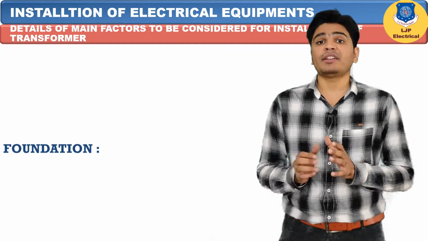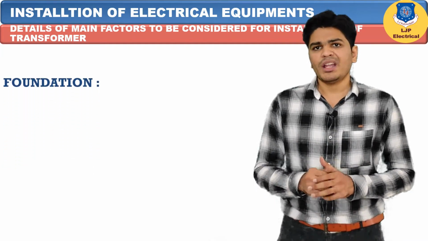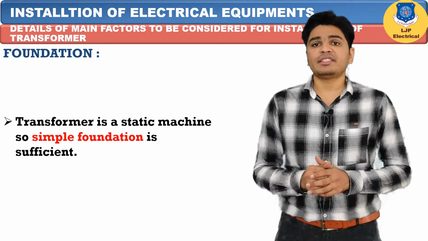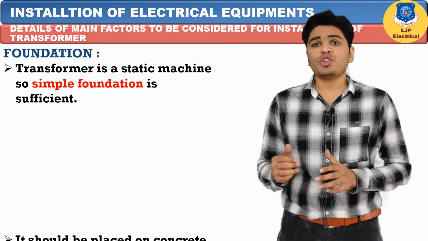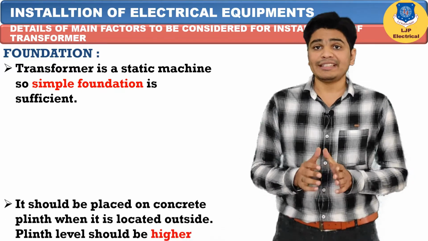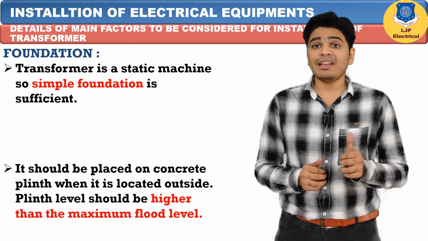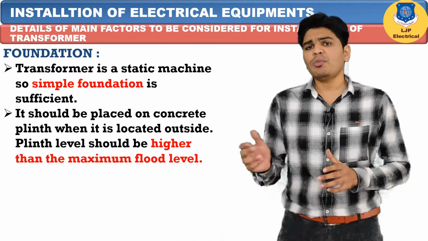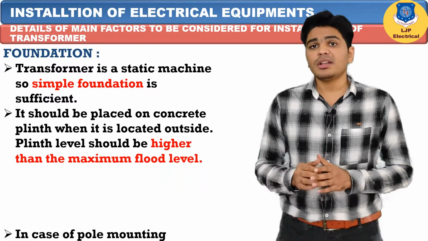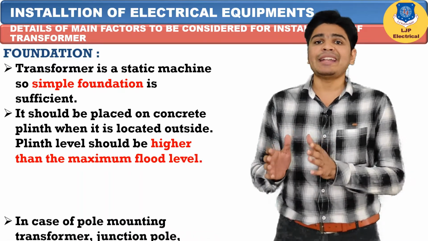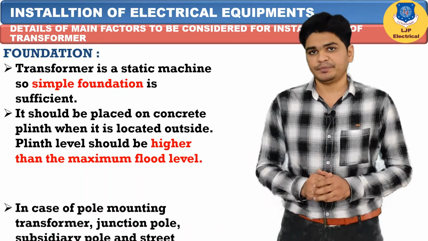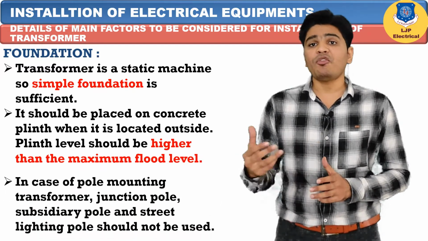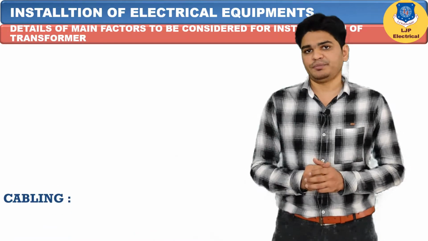Now we will discuss foundation. Foundation is a crucial factor for installation of a transformer. Transformer is a static machine, so a simple foundation is sufficient. It should be placed on a concrete plinth when it is located outside, and plinth level should be higher than the maximum flood level. In case of pole mounting transformer, junction pole, subsidiary pole and street lighting pole should not be used. Poles for the transformer should be strong and capable of bearing the weight of the transformer.